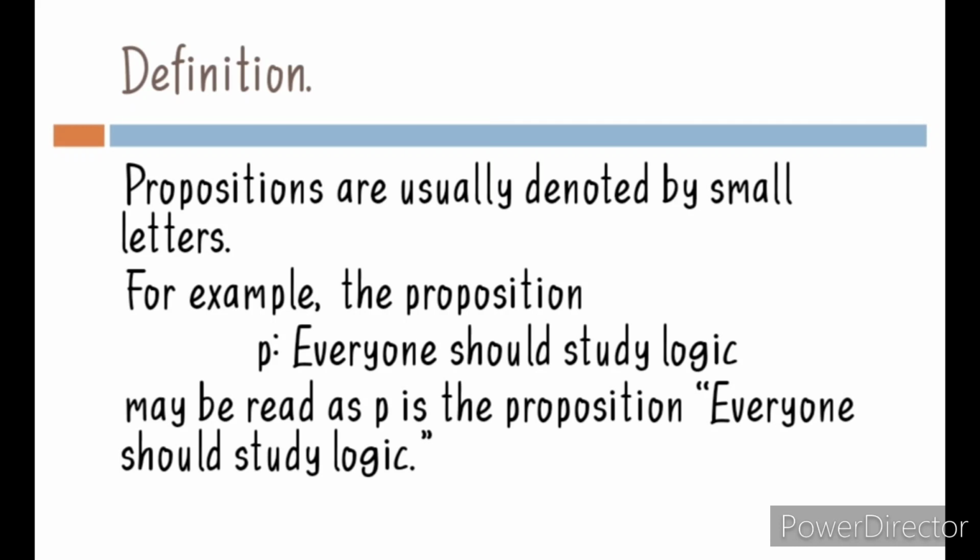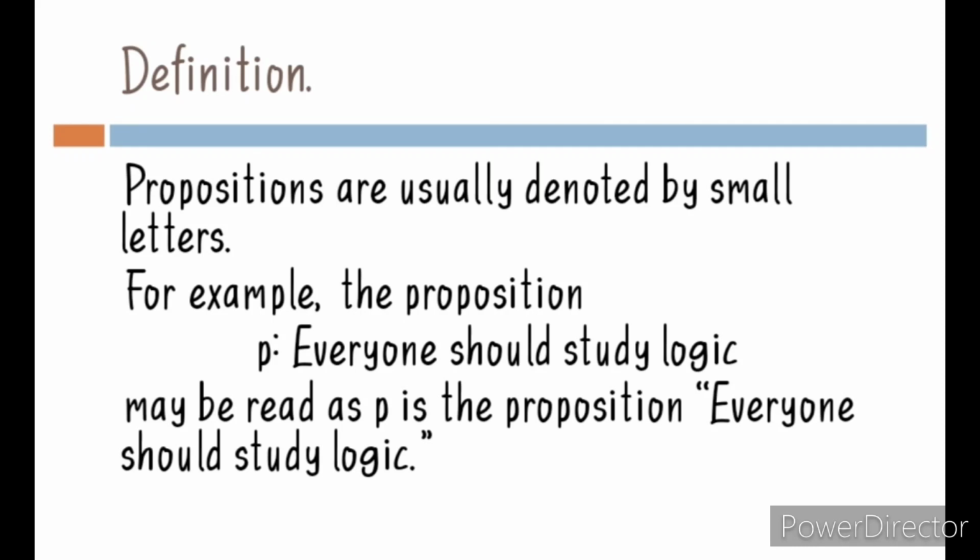Propositions are usually denoted by small letters. We usually use the lowercase letters p, q, and r to represent propositions. This can be compared to using variables x, y, and z to denote real numbers. Since the truth values of p, q, and r vary, they are called propositional variables.